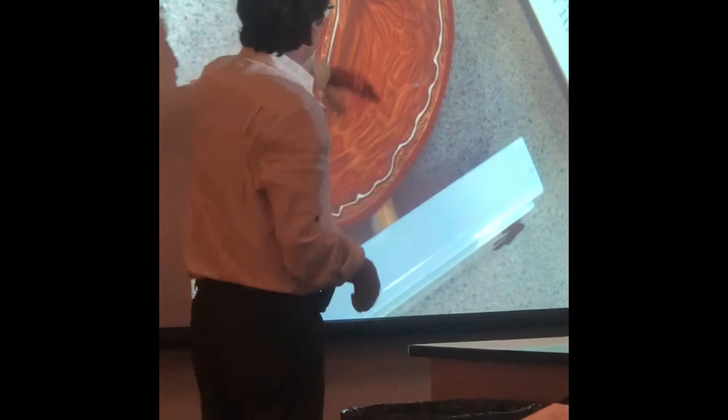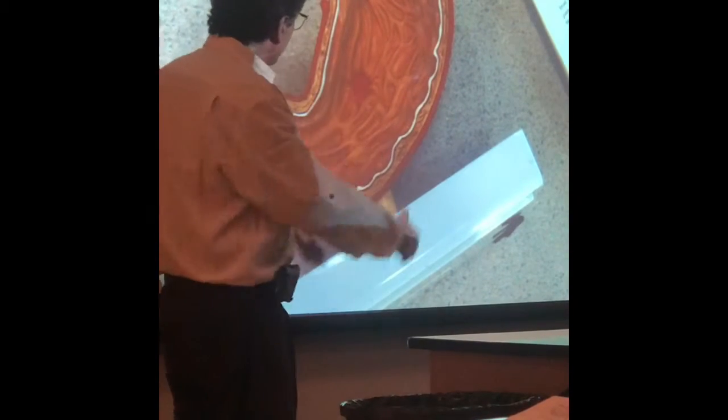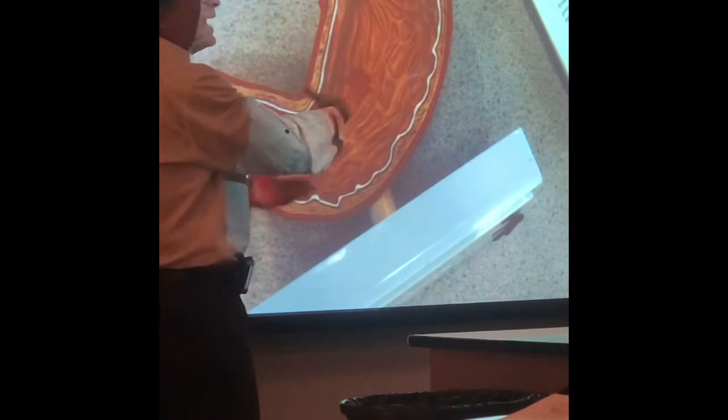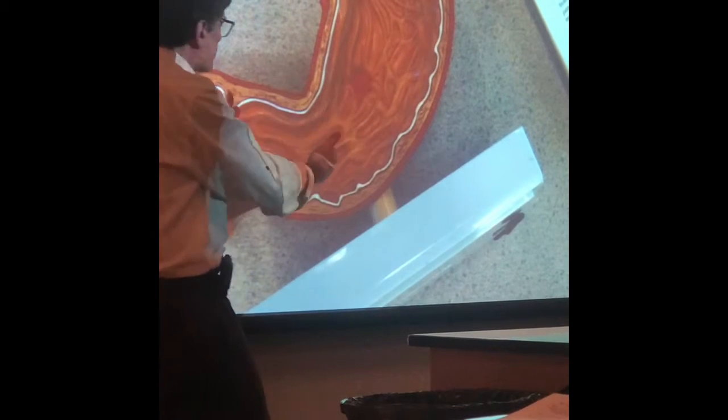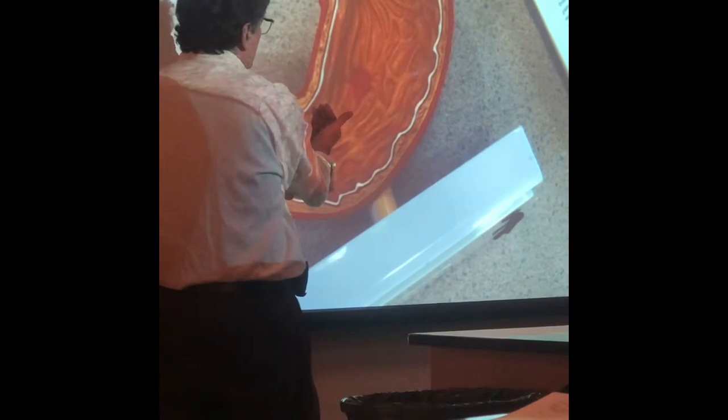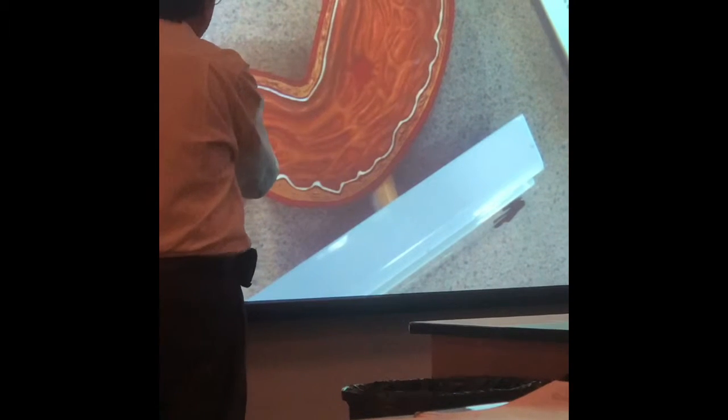This region, if I put a piece of tape here and said, what region of the stomach is this? That's the cardia. If I put a piece of tape up here, what region of the stomach is this? This is the fundus. If I put a piece of tape anywhere here, what region of the stomach? That's the body. And where it makes the turn, it's called the antrum, it's all the pyloric region. This is the pyloric sphincter.